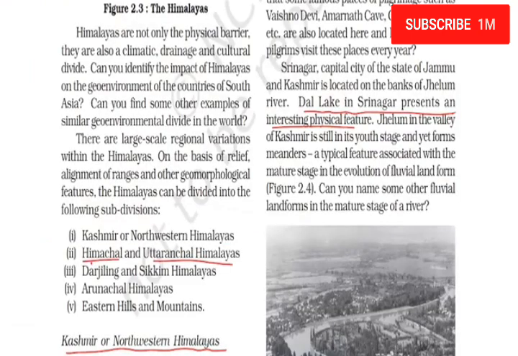So Jhelum is the river which meanders in its youth stage. UPSC question: why do you see floods in Kashmir? Because of Jhelum river which meanders in its youth stage. That option will be correct. Usually you get confused, how can a river meander in its youth stage? By looking at that word, you get tempted and mark it wrong. So you should be careful.